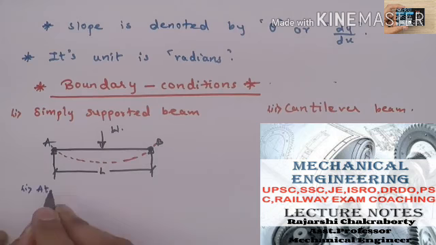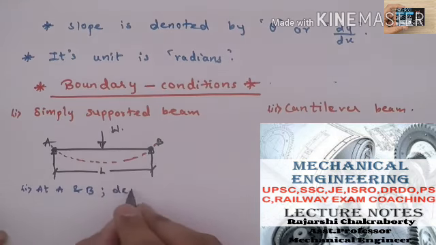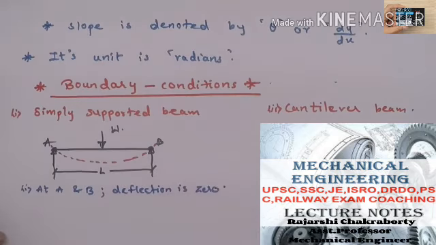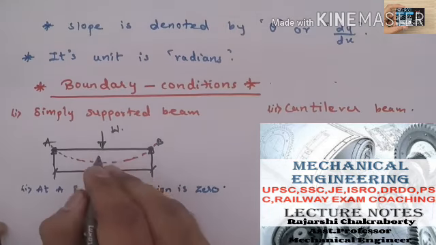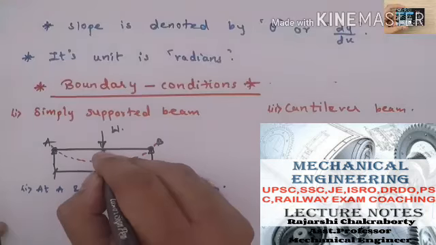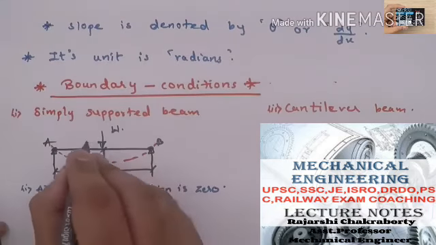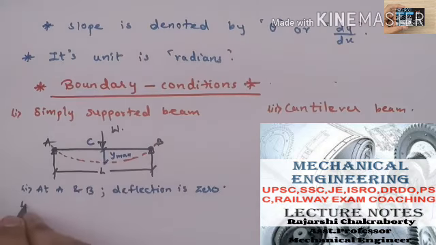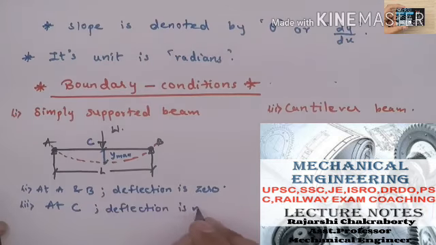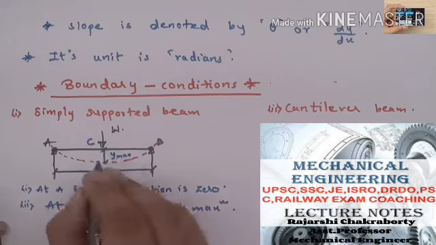So at A and B, deflection is 0. That is, here I have written the boundary condition for deflection. Next, if I consider the center of this beam, here deflection is maximum. I'll say this is point C. So at C, deflection is maximum, as we can see here.